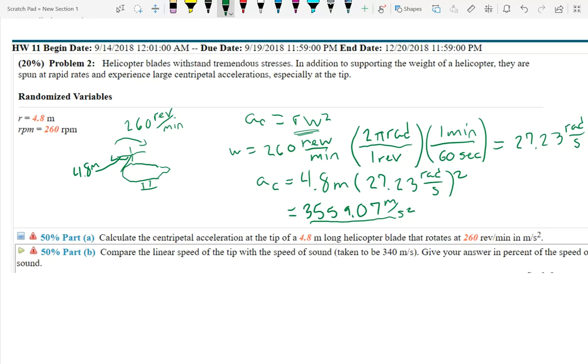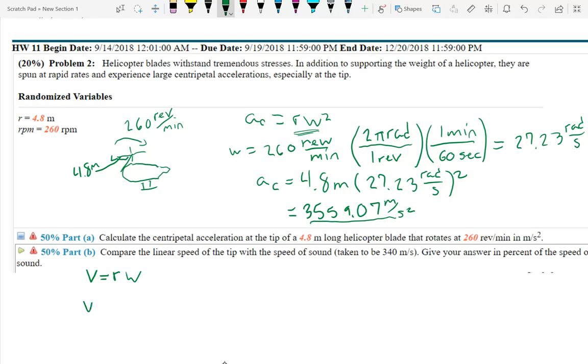Okay, so comparing the linear speed of the tip with the speed of sound, taken to be 340 meters per second, and then give your answer in percent of the speed of sound. So this one we need to use the velocity, the speed, instead of acceleration. So to find velocity, you have V equals the R, the radius, and omega.